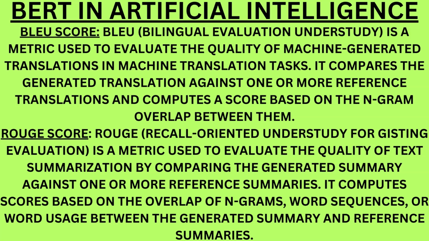ROUGE score. ROUGE, recall-oriented understudy for gisting evaluation, is a metric used to evaluate the quality of text summarization by comparing the generated summary against one or more reference summaries. It computes scores based on the overlap of n-grams, word sequences, or word usage between the generated summary and reference summaries.